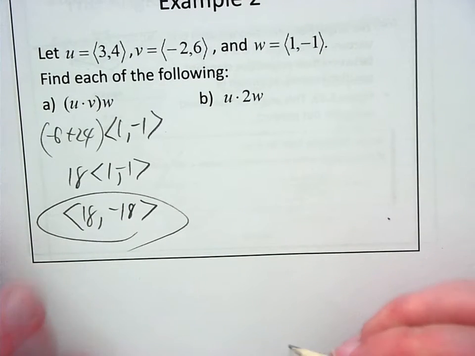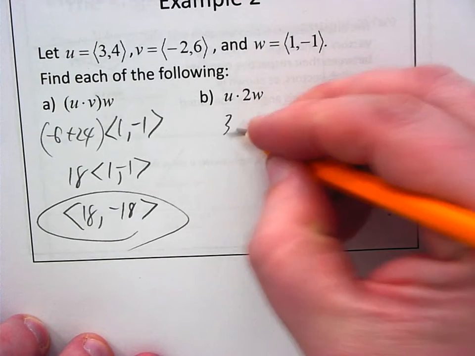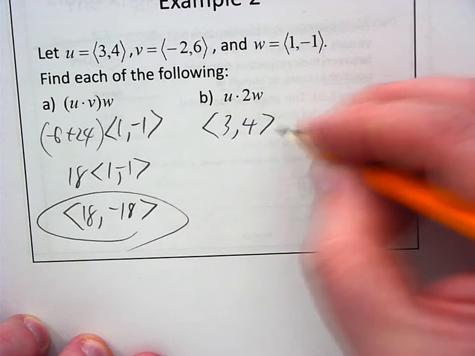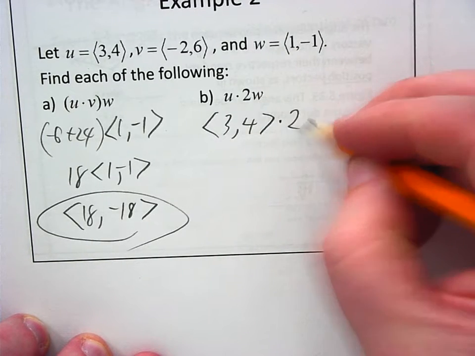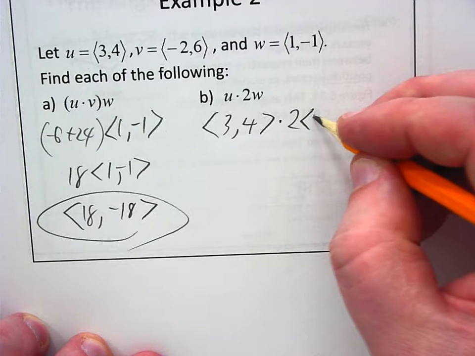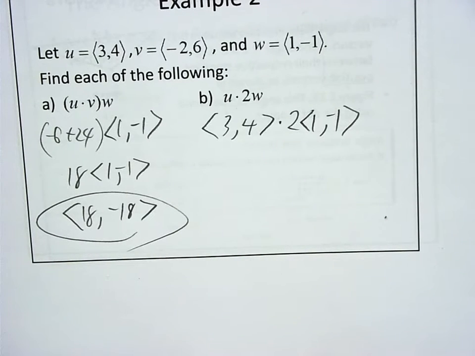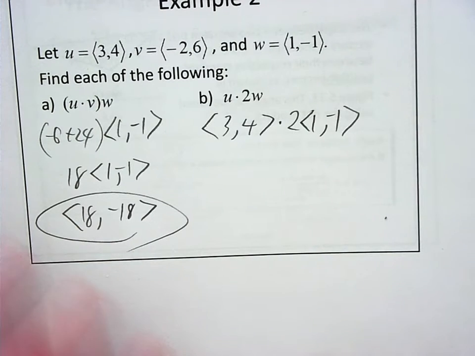For u dotted with 2w, so the vector u, and you have 2w. Now you've got a couple options here. You can either deal with the 2 now, or you can move it out front and deal with it later. What do you want to do? You can deal with it now. Go ahead. Could you just distribute 2 to 1 and negative 1? Yep, that's what we're going to do when we deal with it now.